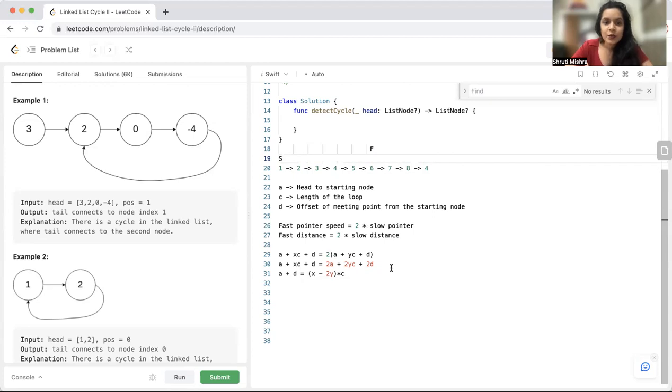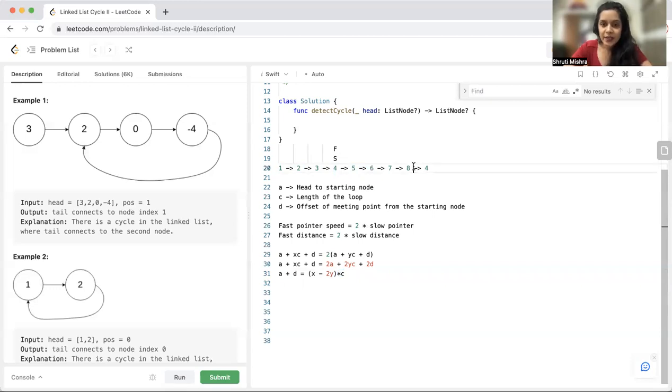Let's see what happens. Okay, so S moves to 2, right? And F is going to move to 7, right? S moves to 3. F is going to move to 8, right? S moves to 4. 8 is looping back to 4, right? The next point of 8 is 4. So F is going to come here, which is the starting point of the loop. And this is based off this relationship: A plus D is a multiple of C, which is the length of the circle.